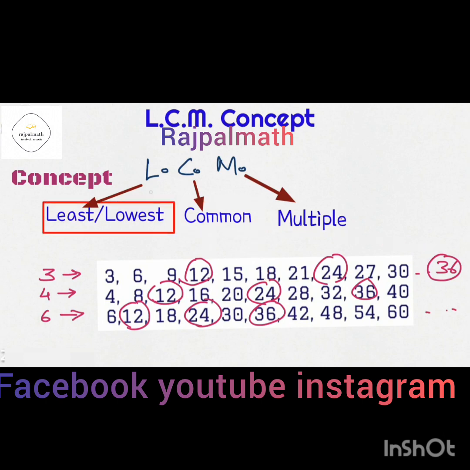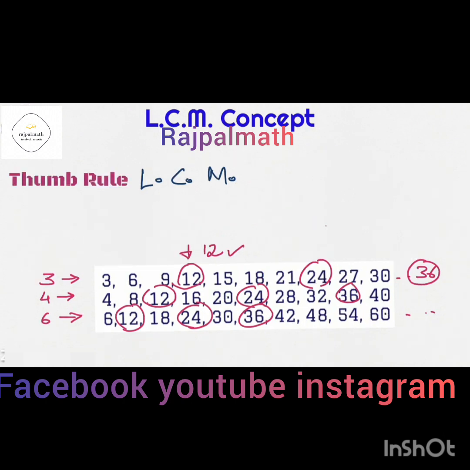Now look at the next word, that is lowest. So out of all these common numbers, which is the lowest number? So obviously the lowest number is 12. So which means the LCM of 3, 4 and 6 is 12.